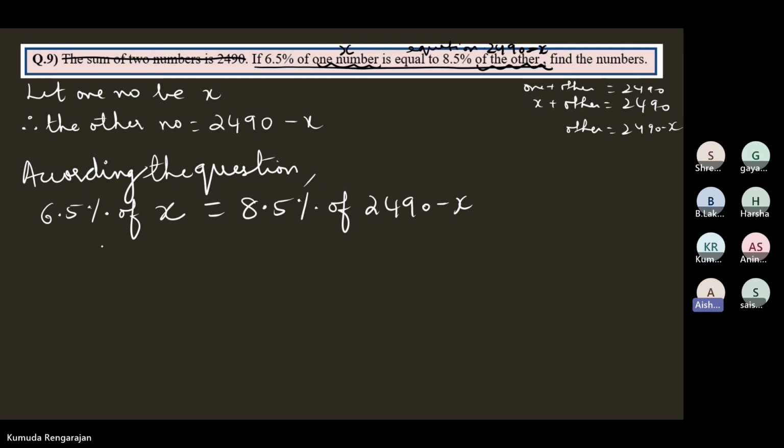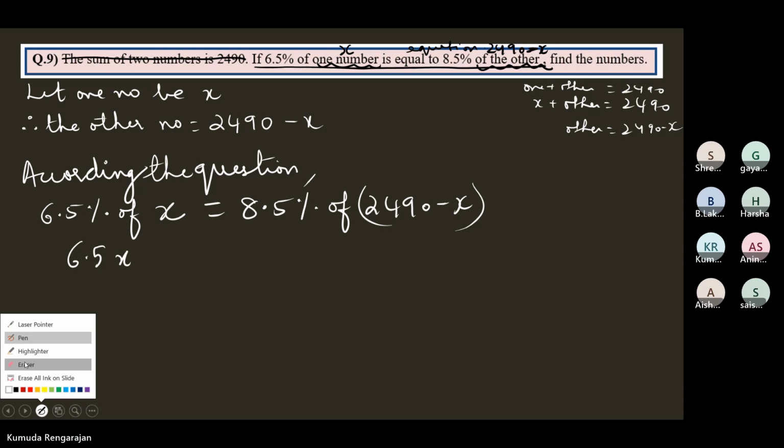Yes, ma'am. So then it will be 6.5x is equal to 8.5 in brackets 2490 minus x. No, I'll tell you one thing. If you've solved it carefully, you would have got the right answer. But the step which you just mentioned should be improvised. You cannot directly write that. You cannot write 6.5%, meaning 6.5x. You should not write this. You need one more step here.